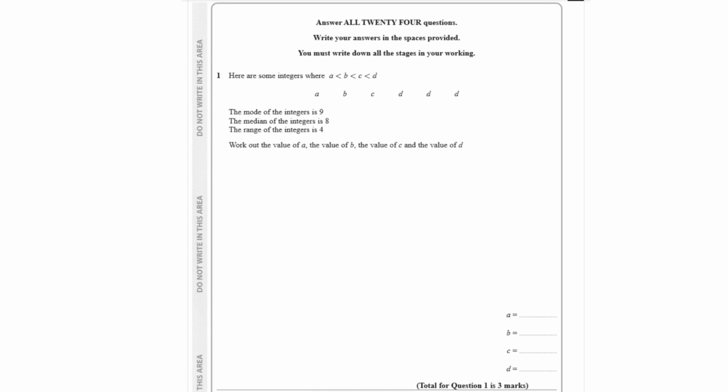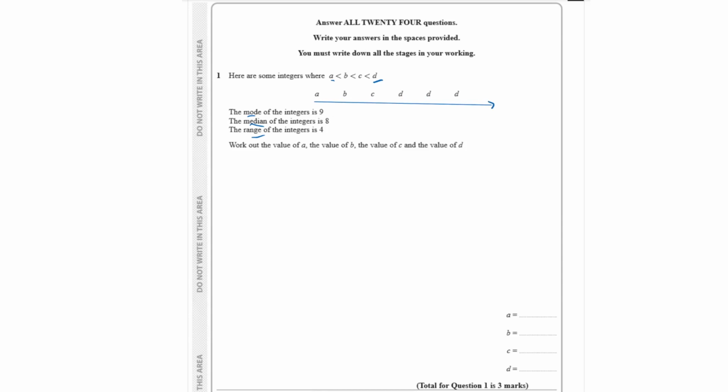Here are some integers where a is the smallest and d is the largest. When dealing with mode, median, or range, always ensure that your elements are arranged in ascending order, which means smallest to largest. Since a is the smallest and d is the largest, this is a given, we can move on.